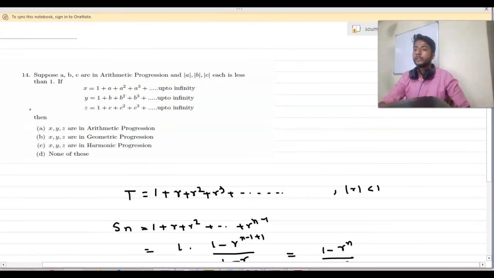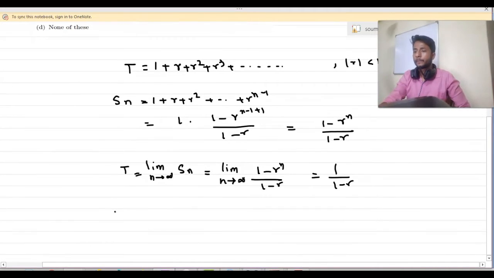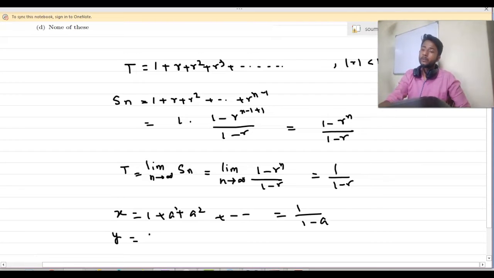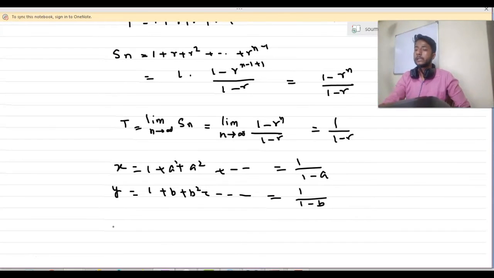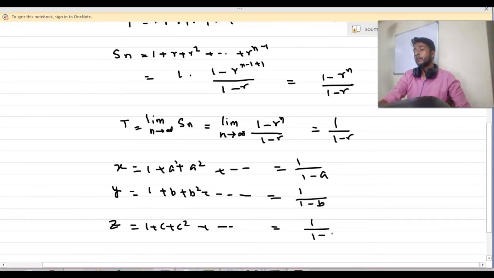Now from this I can say that the value of x, which is 1 plus a square plus dot dot, is nothing but 1 by 1 minus a. The value of y, 1 plus b square plus dot dot dot, is nothing but 1 by 1 minus b, and the value of z, 1 plus c square plus dot dot dot, is nothing but 1 by 1 minus c.